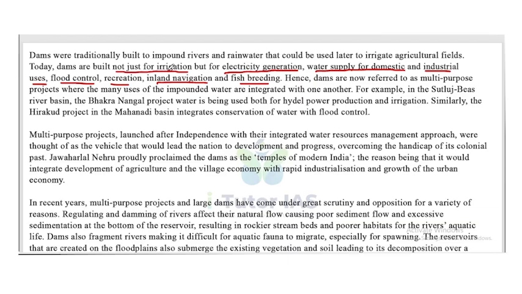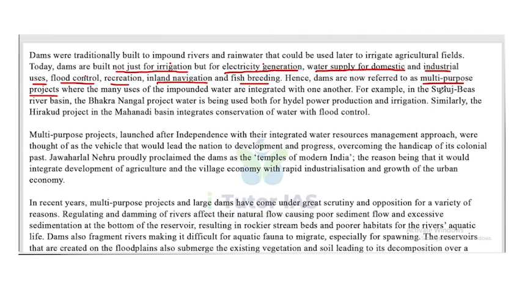What are the uses? First, irrigation, then electricity generation, water supply for domestic and industrial users, flood control, recreation, inland navigation, and fish breeding. These are some of the uses of dams. Hence, dams are now referred to as multi-purpose projects, where the many uses of the impounded water are integrated with one another.